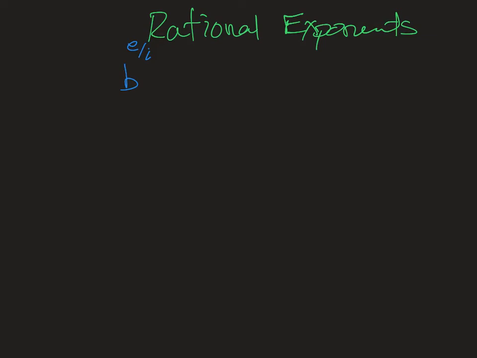So we had b to the e over I. Its equivalent radical expression would be, the I stands for index, so the I is obviously going to go in the index spot of a radical. And then the base of my exponent is inside the radical, and that base is raised to the e, or the exponent. Does that make sense to everybody? So that's just something we have to know. Those two things are equivalent.